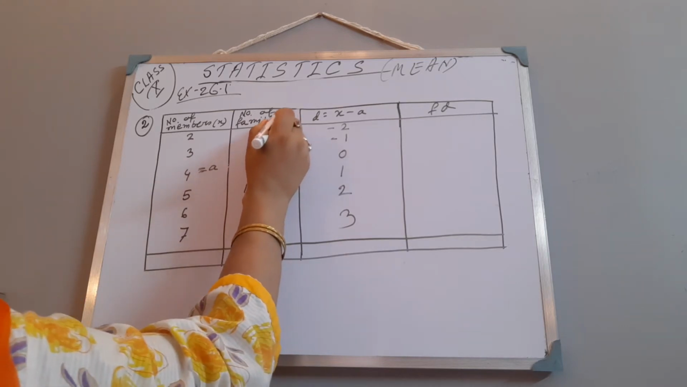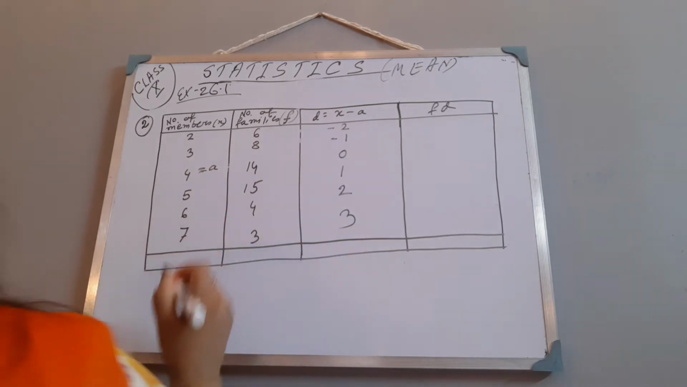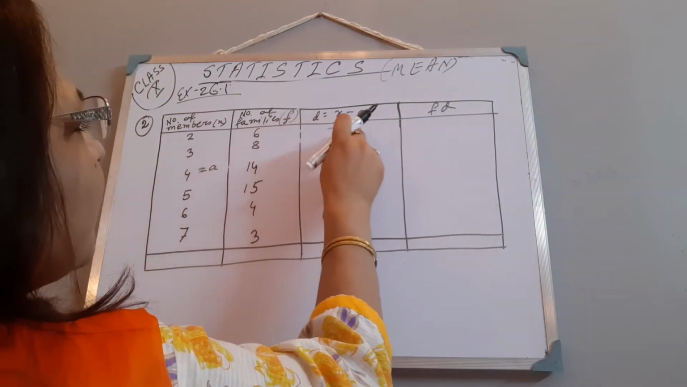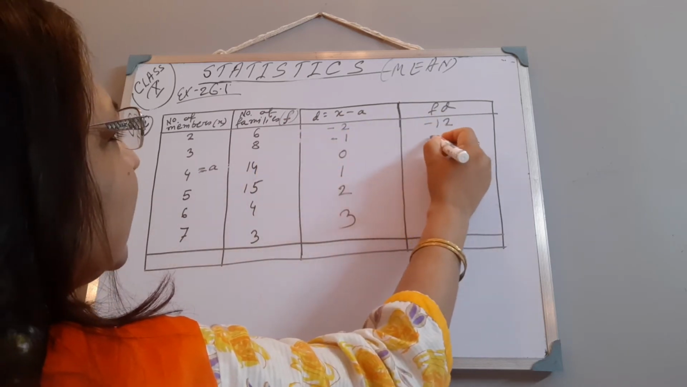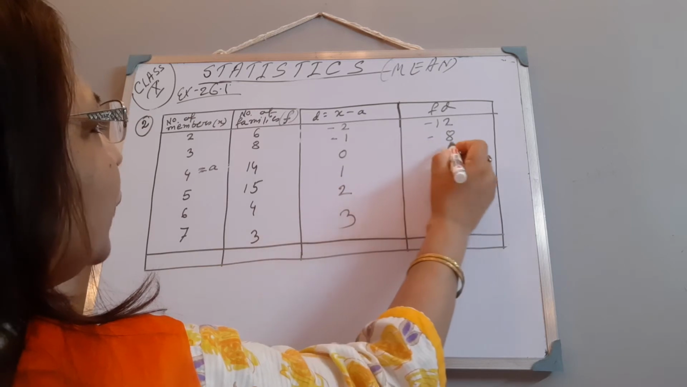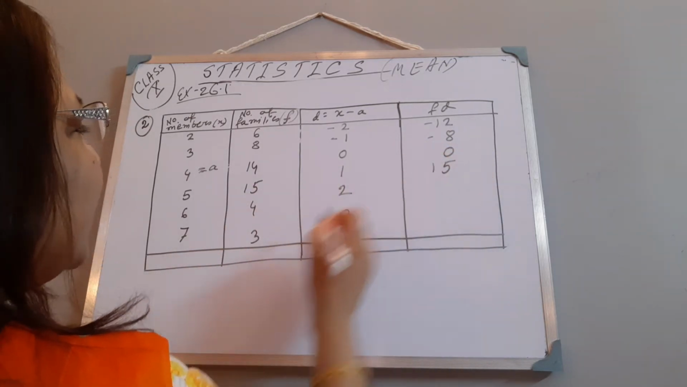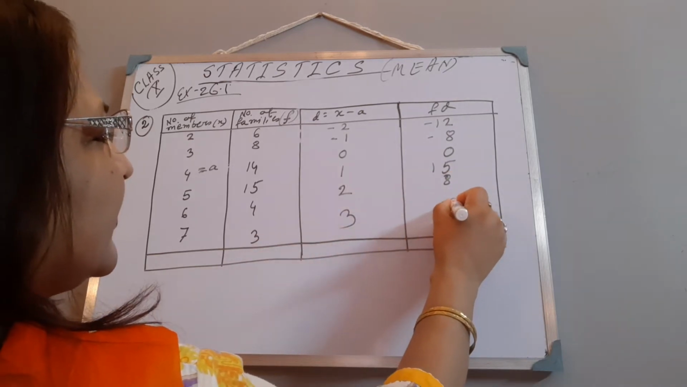F is the number of families, that is the frequency. Now find FD. FD means 6 into minus 2, so it's coming minus 12. 8 into minus 1, it is minus 8. 14 into 0, which gives us 0. 15 into 1, which gives us 15. 4 into 2, that is 8. And 3 into 3, that is 9.